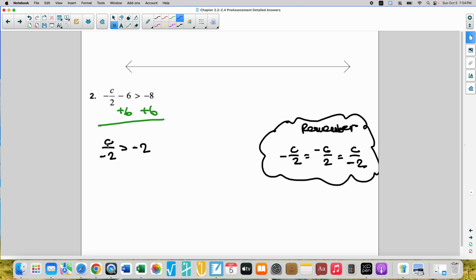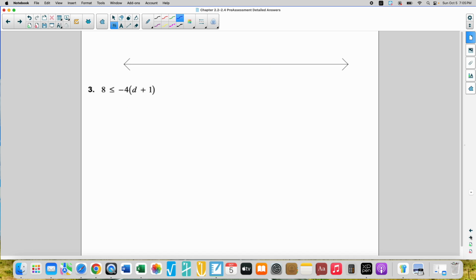So if I want to get c by itself, it's being divided by -2. I'm going to multiply by -2. I multiply both sides by a negative, so I flip my inequality. -2 times -2 is +4. So you see that was really beneficial. c is less than 4, open circle going to the left. So when we get situations like that, that's sort of an idea that'll help you.